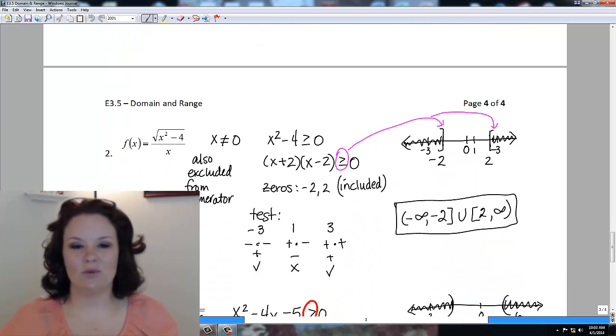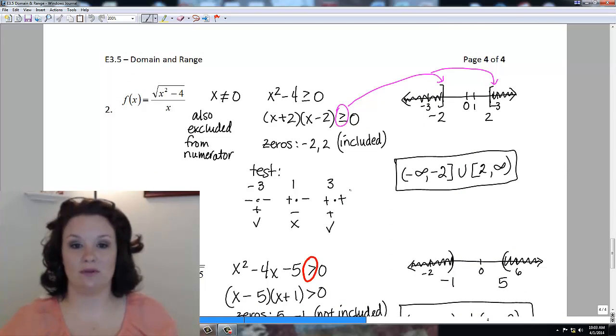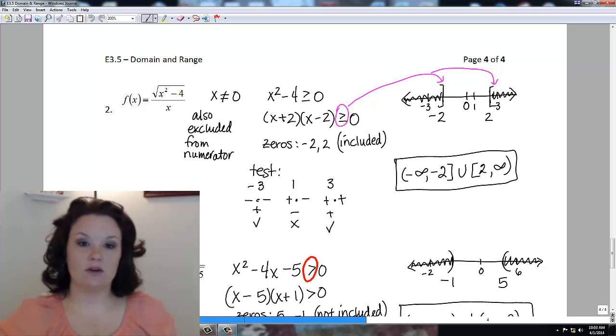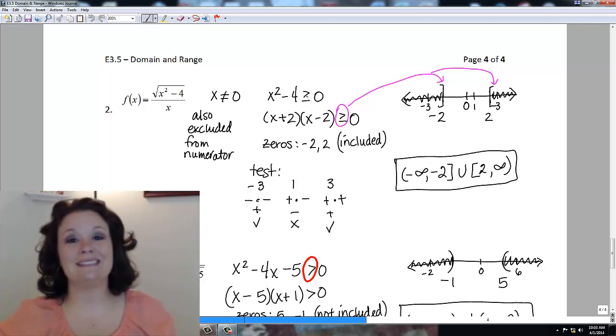When we look at the second one we have 2 problems, right? We have a square root and we have a denominator. The denominator cannot equal 0. So here I just went ahead and put x cannot equal 0. And then on the numerator, we have x² minus 4 has to stay positive, so greater than or equal to 0. When I factor it, it's a difference of squares. So the zeros that I get are -2 and 2, and we're going to include them because notice my symbol is greater than or equal to. So I'm going to use brackets.